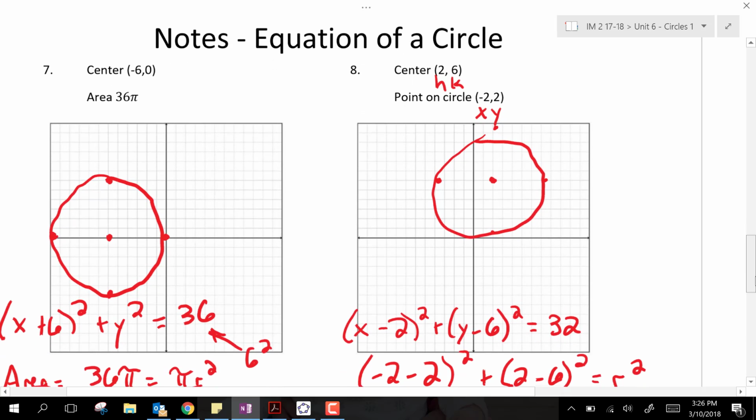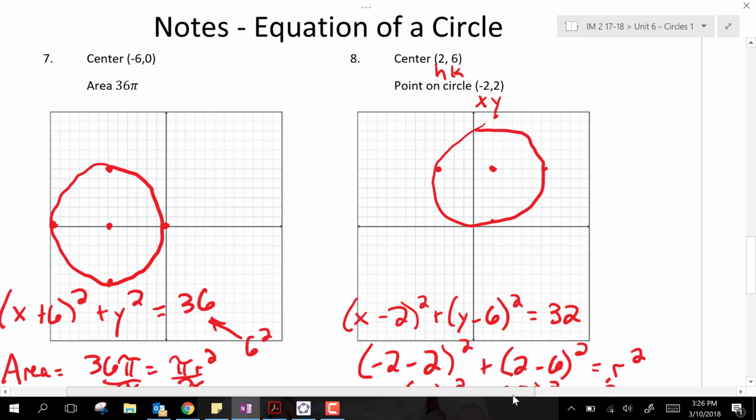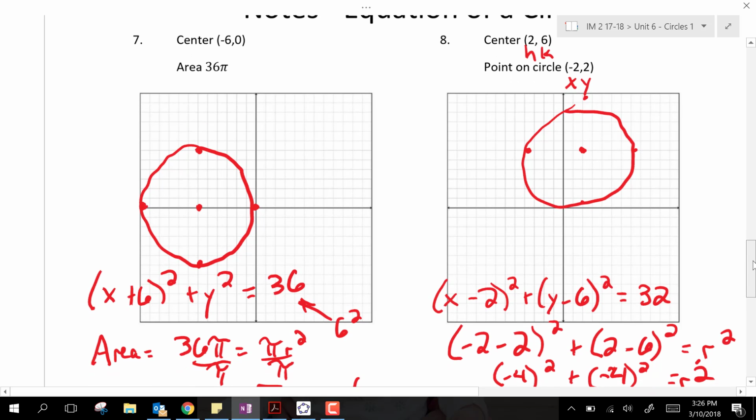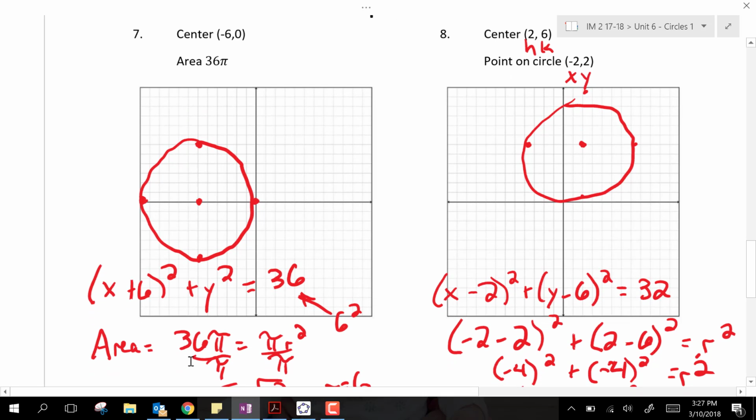So number 7 is a very similar problem, but instead of the circumference, we have the area. So again, if we recall, the area formula is pi r squared. So pi r squared is equal to 36 pi.